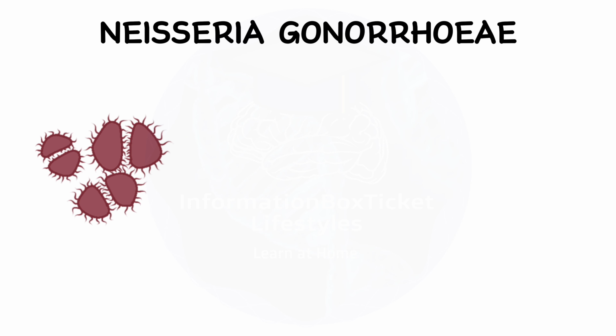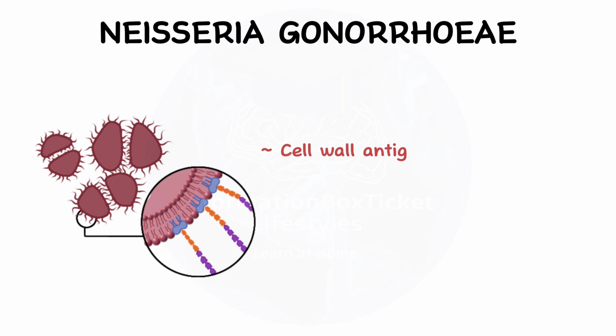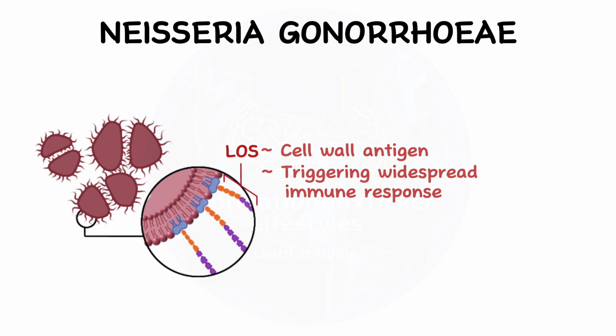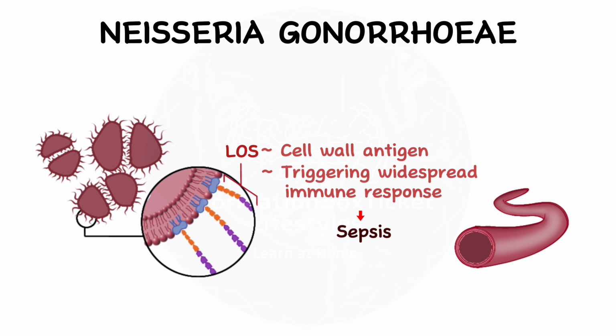Inside the blood, N. gonorrhoeae can deploy additional virulence factors. One of them is a cell wall antigen called lipo-oligosaccharide, or LOS, which is notorious for triggering a widespread immune response that leads to sepsis, where blood vessels dilate, blood pressure drops, and vital organs receive insufficient blood supply.